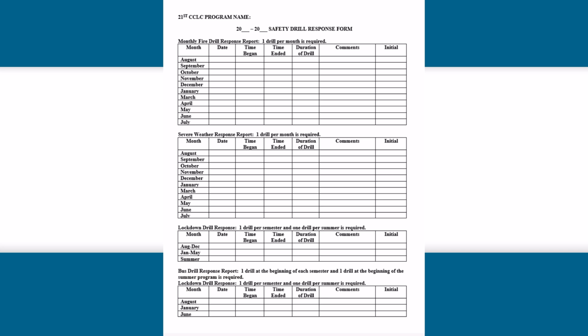Now, this will lead us into our next form, which is our safety drill form. Here you will see a copy of our safety drill response form. You will see the months listed and how each drill should be performed. Monthly, there should be a fire drill. Severe weather should be done monthly. Your lockdown drill should be done once per semester and one drill at the beginning of the summer. And your bus drill should be one drill at the beginning of each semester and one drill at the beginning of your summer program.